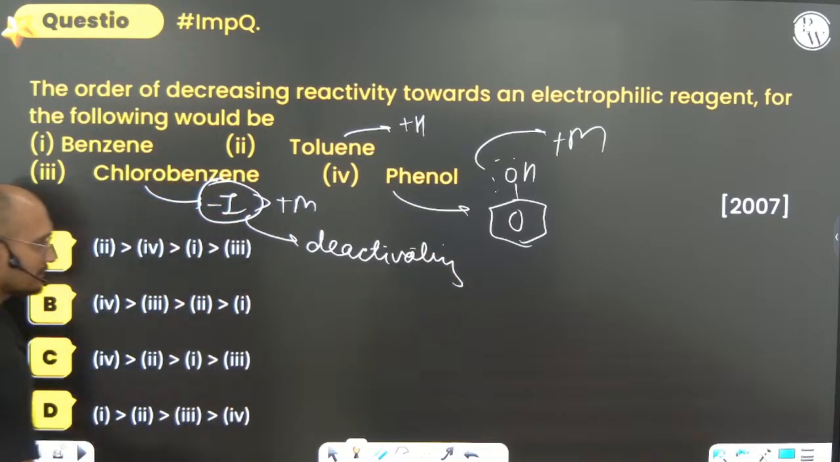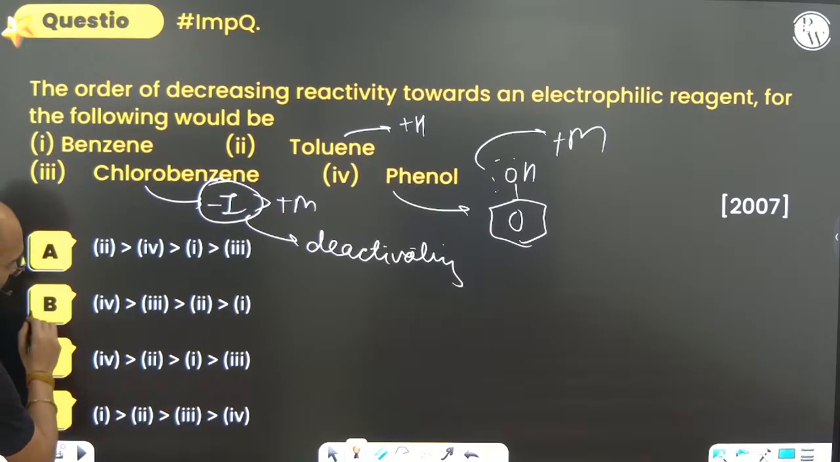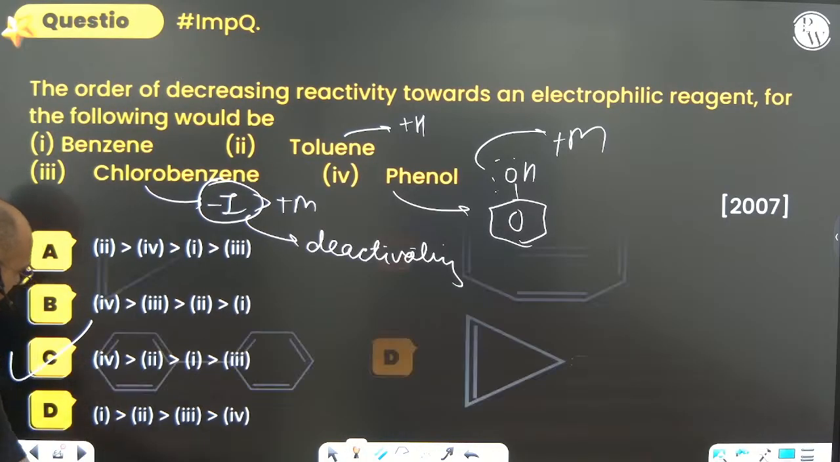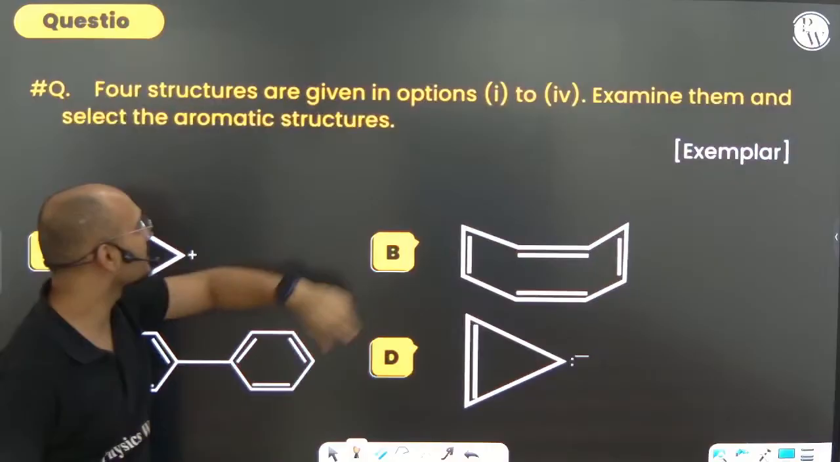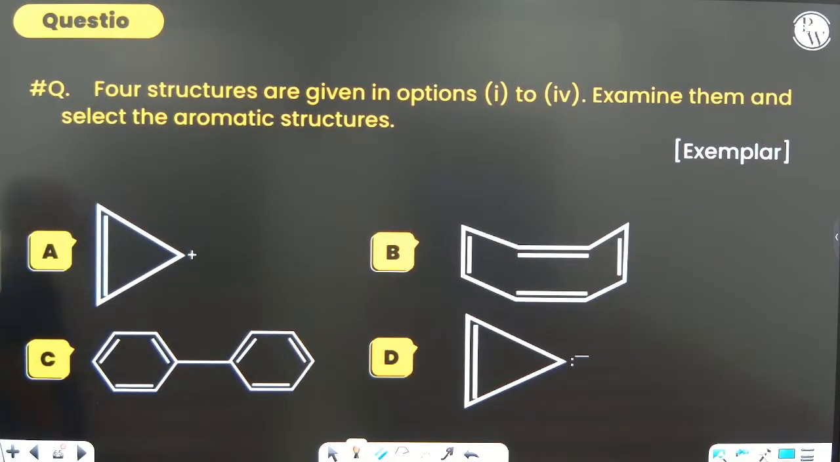I hope you know what is this activating and deactivating. So 4, 2, 1, 3. Option C. Next, 4 structures are given in option 1 to 4. Examine them and select the aromatic structure.